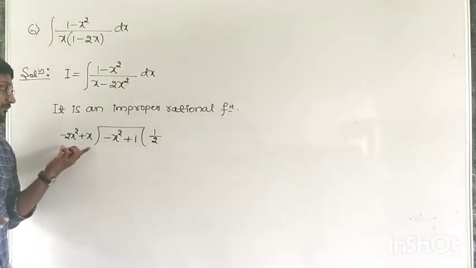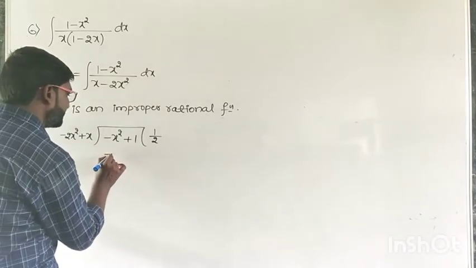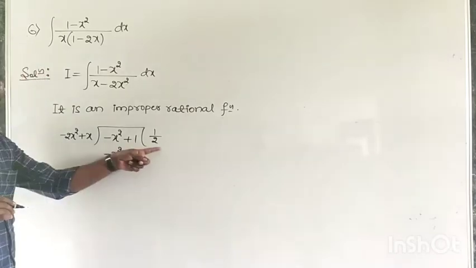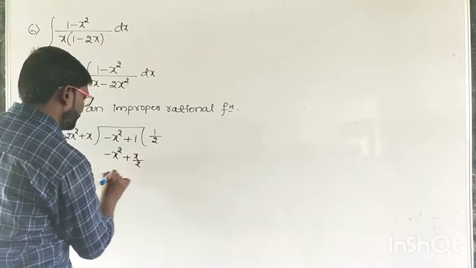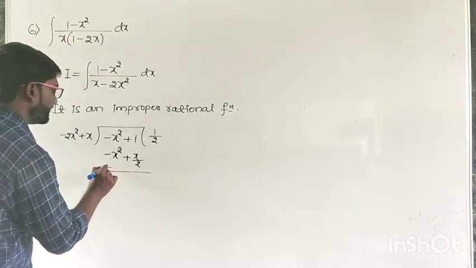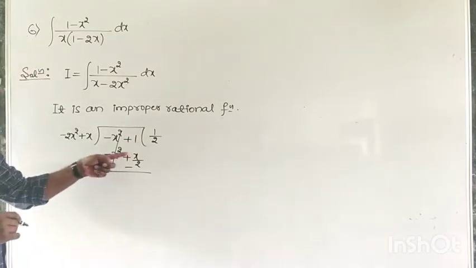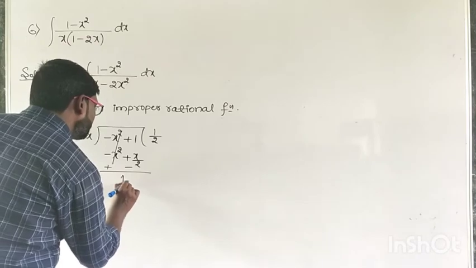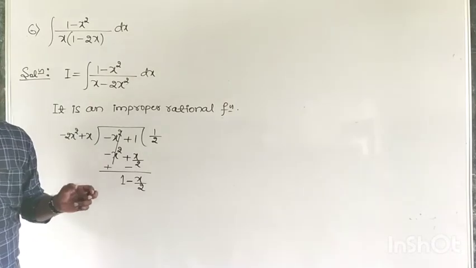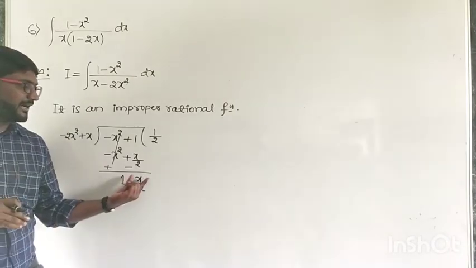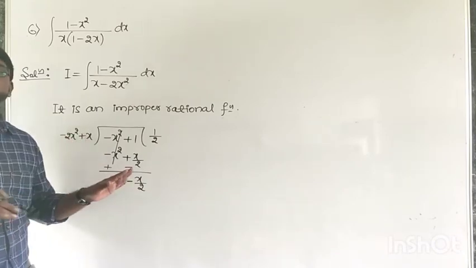Now multiply 1 by 2 with these two terms. See here, 1 by 2 and 1 by 2 get cancelled. We get minus x square, and then 1 by 2 into x will be x by 2, plus x by 2. Then go for the sign change, plus minus. These two get cancelled now. Now we are left with 1 minus x by 2. So we have to stop the division process because the degree of the remainder is less than the degree of the divisor. At this stage we stop the division process.